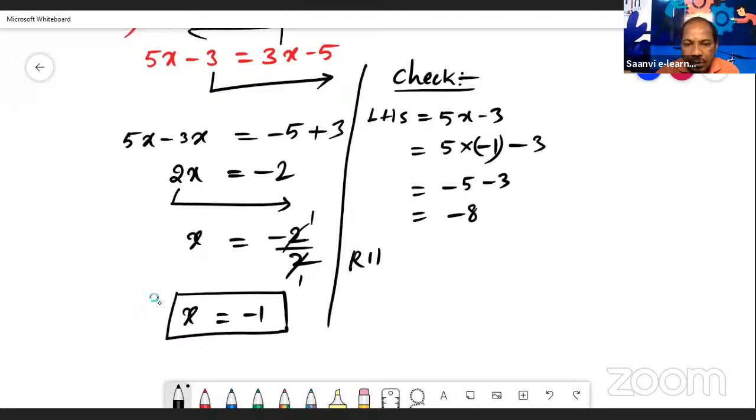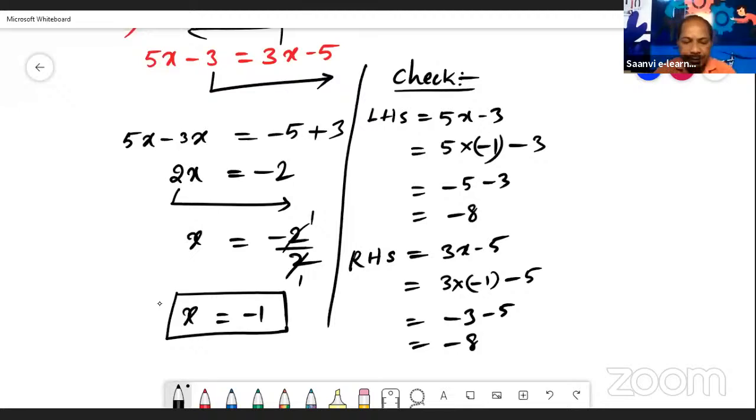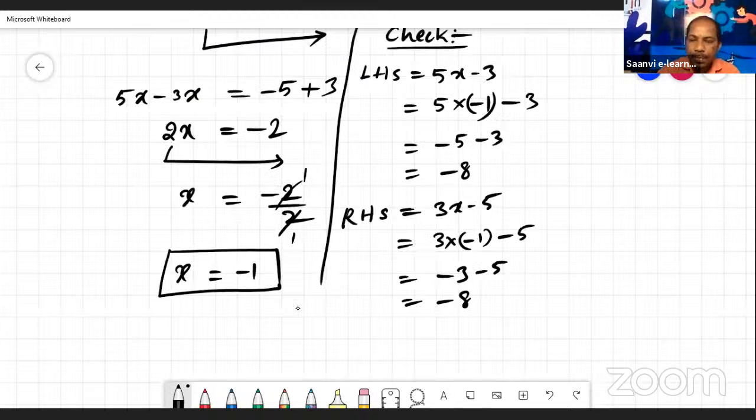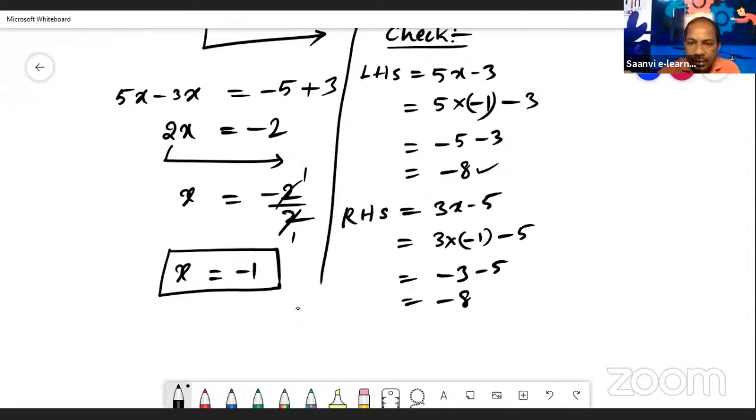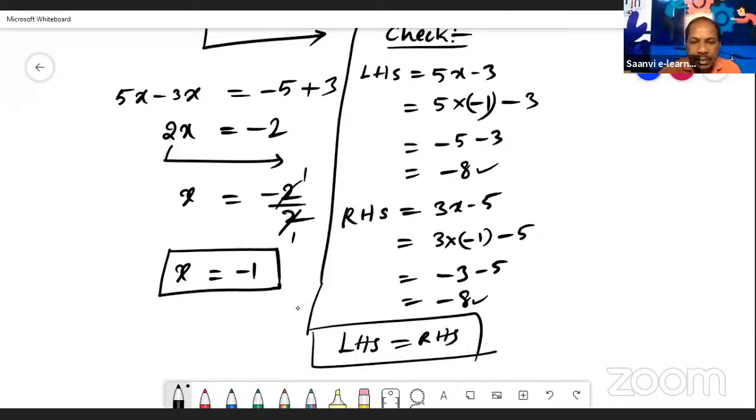Now let us see RHS. What is RHS here? 3x minus 5. Okay. So 3x means 3 into x value, how much have we got? Minus 1. So 3 into minus 1, minus 5. So here 3 into minus 1, 3 ones are 3, the minus symbol is also there, minus 3, minus 5. Minus 3 and minus 5, how much? Minus 8. So did we get LHS equal to RHS? Yes, the LHS value we have got is minus 8, and the RHS also we have got minus 8. So LHS is equal to RHS. So like this, when we get LHS equal to RHS, then only our solution is correct. Otherwise it is wrong.